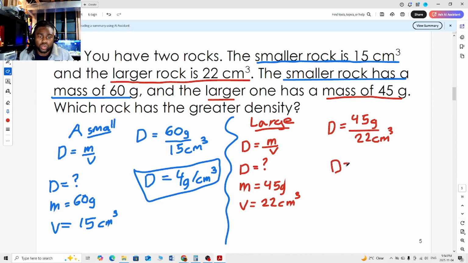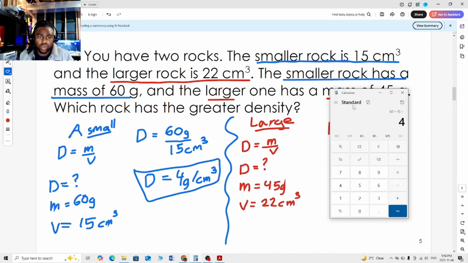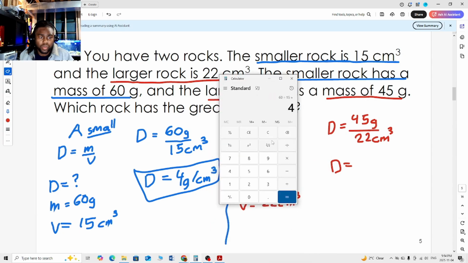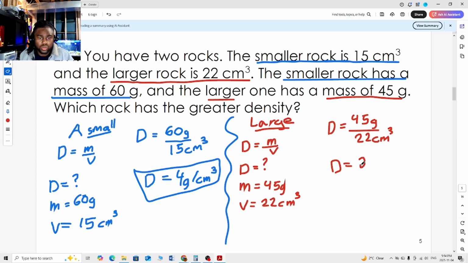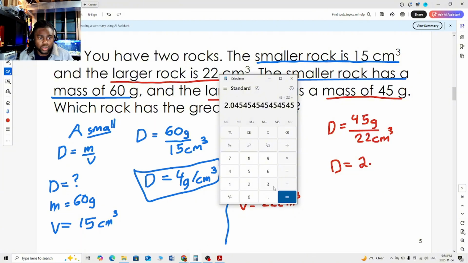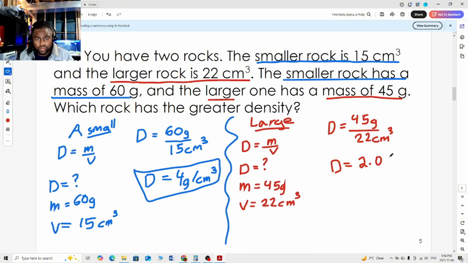Density is equal to, grab your calculator, 45 divided by 22, 2.05 grams per cm cubed.